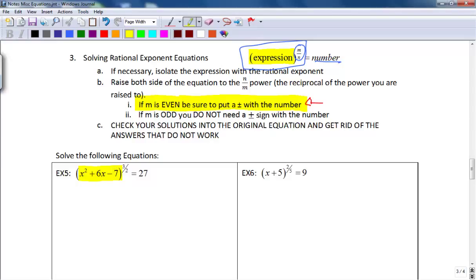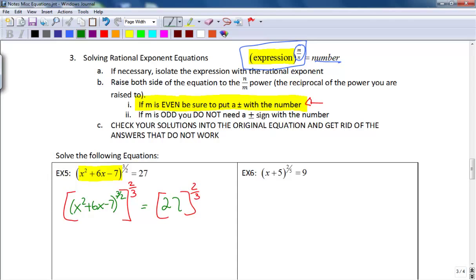Second thing, you need to raise both sides to the reciprocal power. Well, what am I currently raising it to? I'm currently raising it to the 3/2, so the reciprocal of 3/2 is going to be 2/3. So I'm going to have to raise both sides to the 2/3 power. So I would have x squared plus 6x minus 7, to the 3/2, raised to the 2/3. That's going to equal 27 raised to the 2/3.